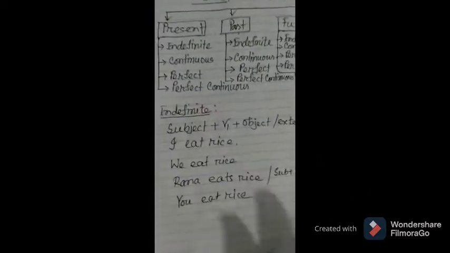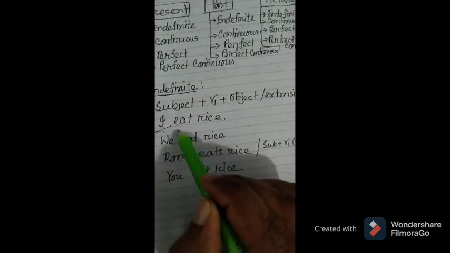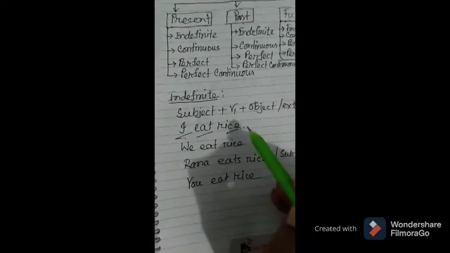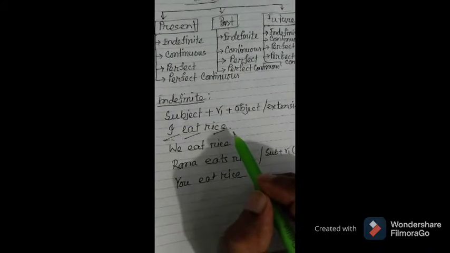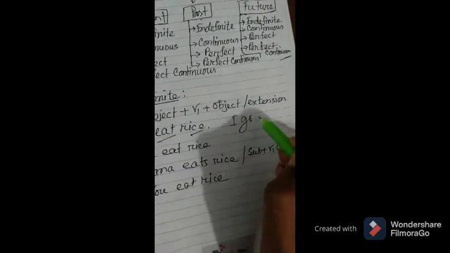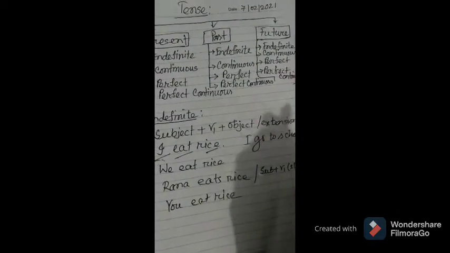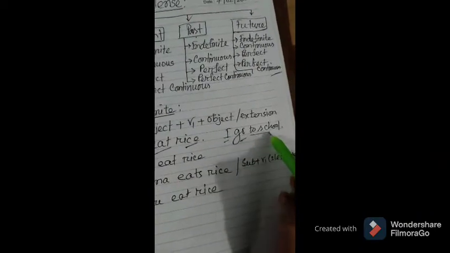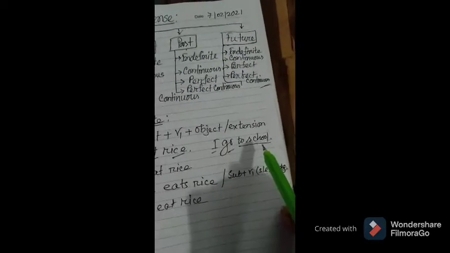Let's see, here I is a subject, and it is the present form of the verb, and rise is the object. Sometimes we don't have any object. We have something like adverbial, like I go to school. Dear students, here I is a subject, go is the verb, but to school is not object. It's adverbial.